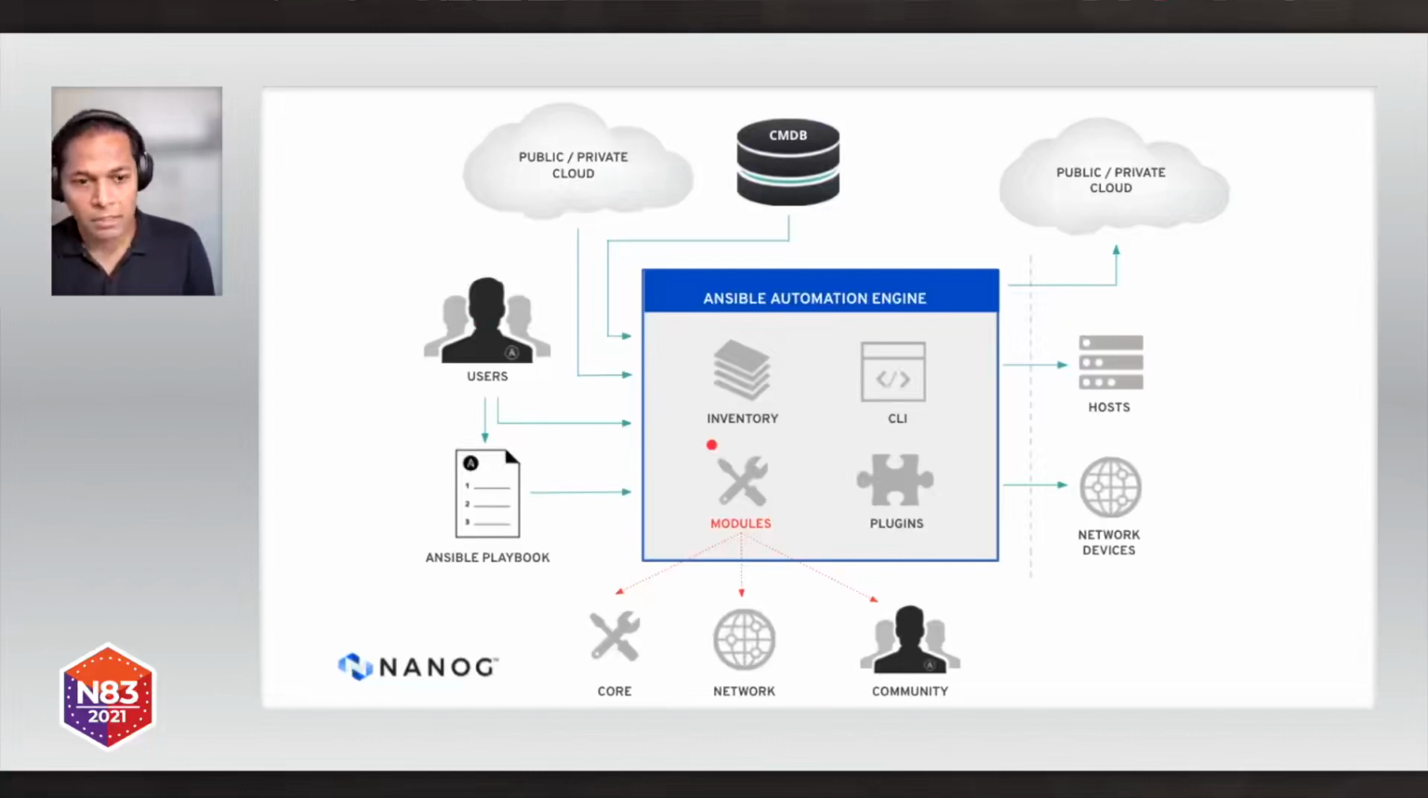The Ansible automation engine consists of 4 key components. First is the inventory. Inventory is a collection of endpoints being managed. For example, they can be switches, firewalls, routers, servers, virtual machines, cloud devices, containers, etc. As long as the instance can be connected to via API, SSH, or WinRM, it can be managed using Ansible's inventory.